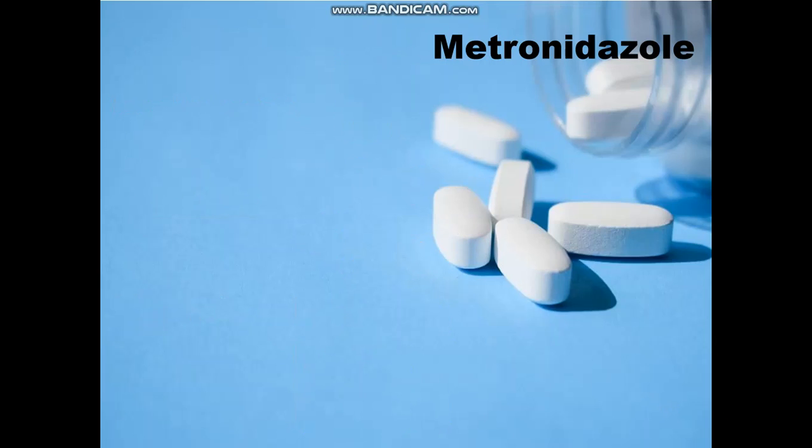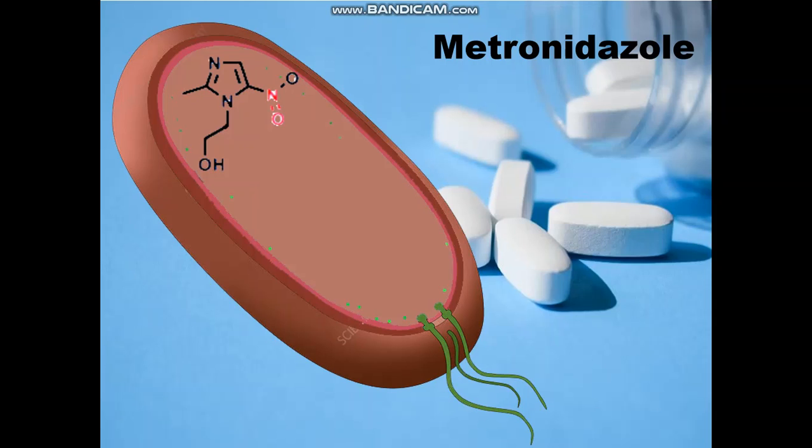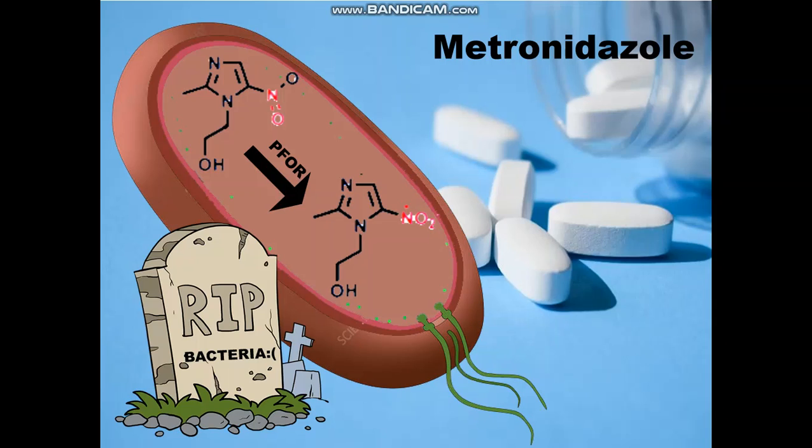Now, let's take a closer look at the mechanism of action. Metronidazole is a prodrug that requires reductive activation of its nitro group upon diffusion across the cell membrane of anaerobic bacteria. Metronidazole is converted by the bacterial enzyme pyruvate ferredoxin oxidoreductase into a nitroradical anion. This highly reactive radical is thought to be the main toxic agent that attacks DNA, causing strand breaks and mutations that lead to bacterial cell death.